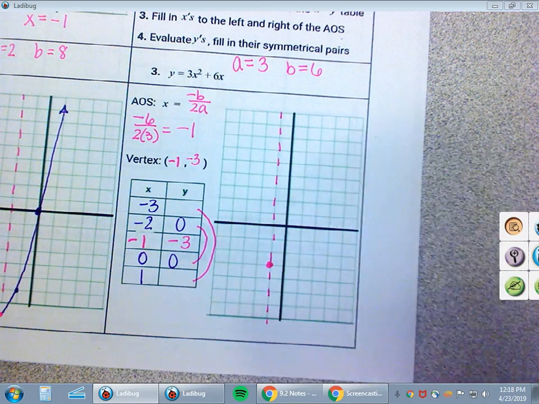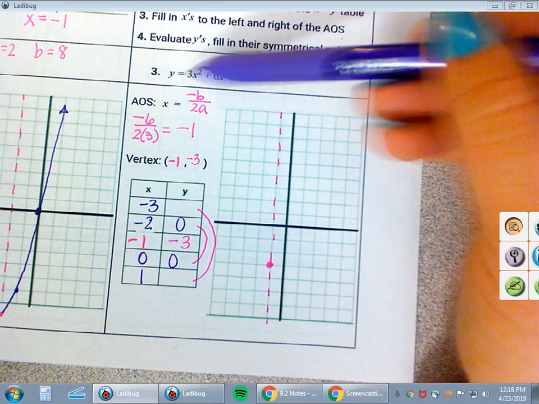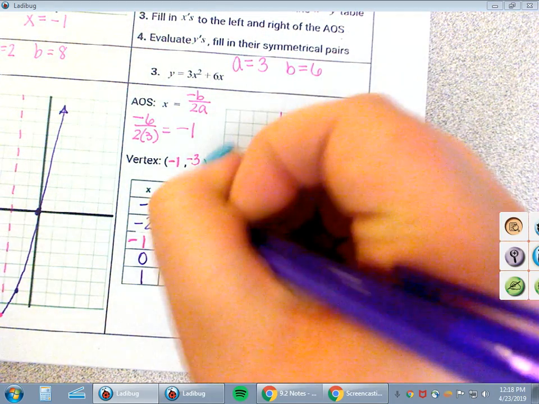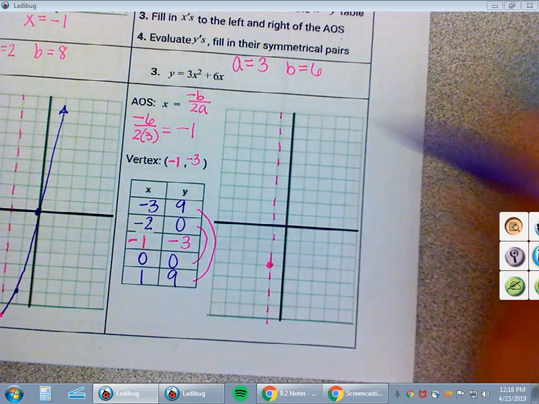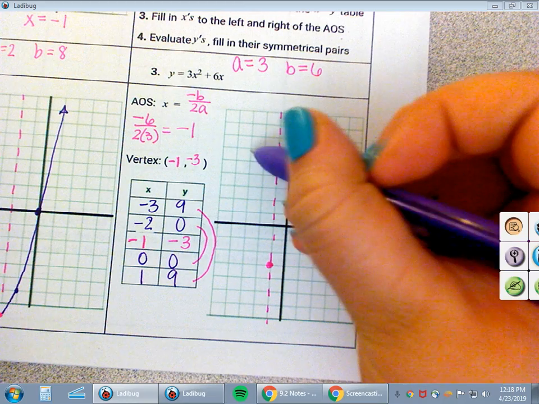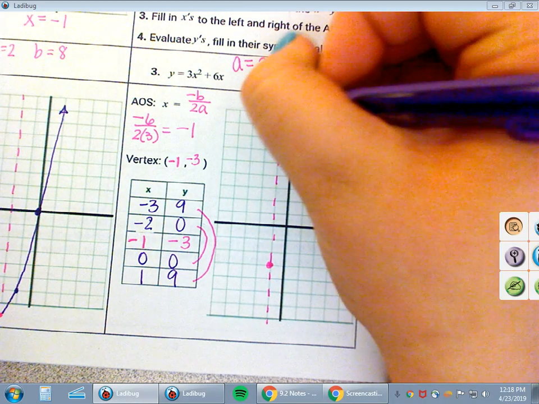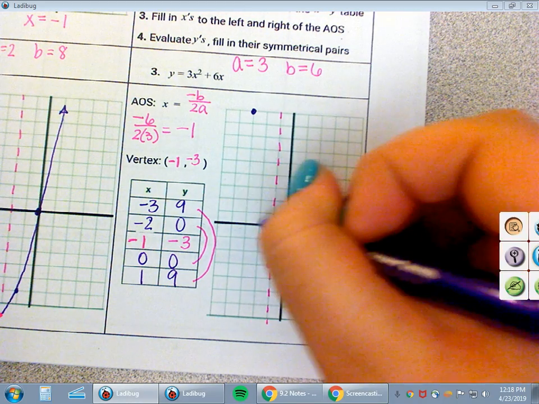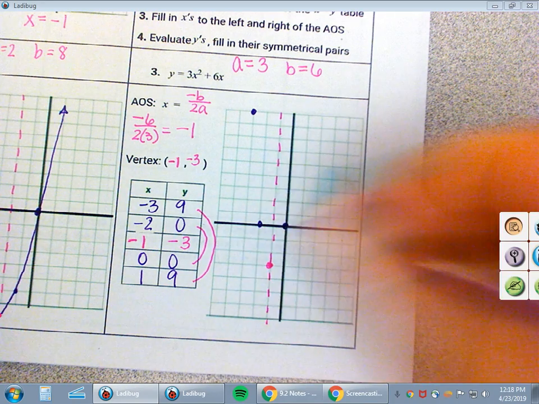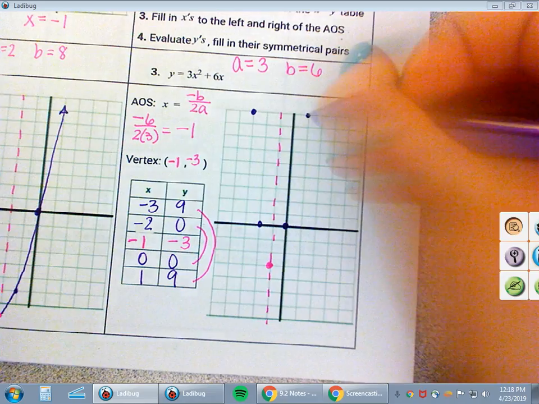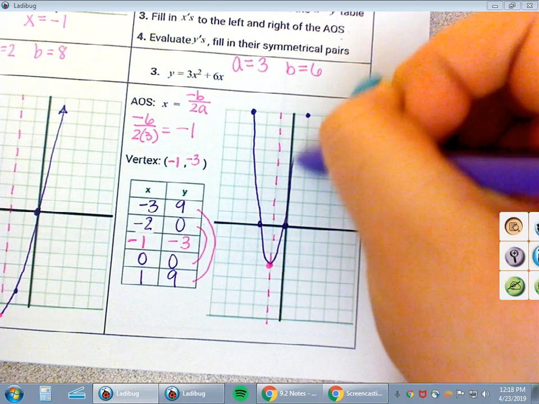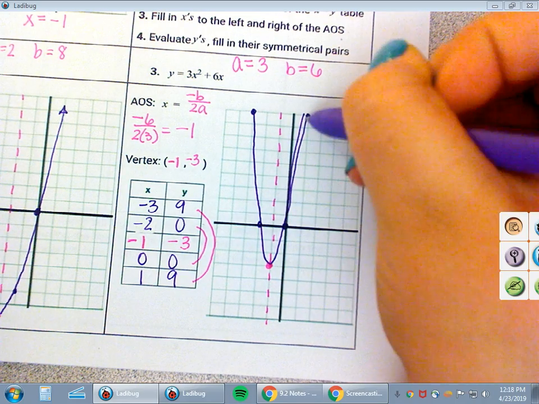If I plug in a 1, I've got 3 times 1 times 1, that's 3, plus 6 times 1, so 3 plus 6 is 9. So there we go. We've got everything we need. Negative 3, 9. Negative 2, 0. 0, 0. And 1, 9. So let's plot this, give it a curve. Oh, that was bad. There we go.